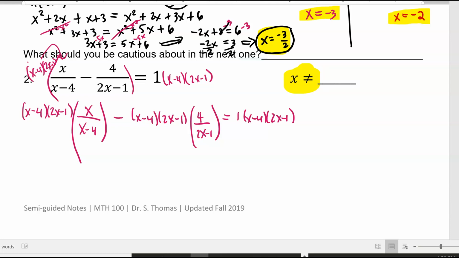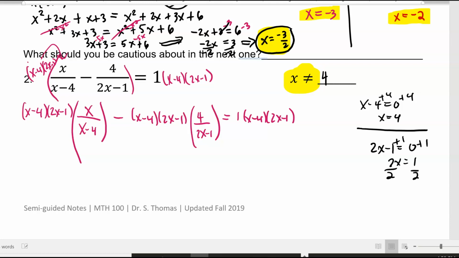Let me go over it one more time. You've got to catch it. To find the restrictions, you need to set the denominators to 0 and solve for x. So a restriction is 4. And what's the other denominator? 2x minus 1 equals 0. You're going to add 1, and then you're going to divide by 2. So the other restriction is 1/2. Now, if your answer ended up being 4 or 1/2, what would you conclude? You would conclude that there's no solution to this problem.